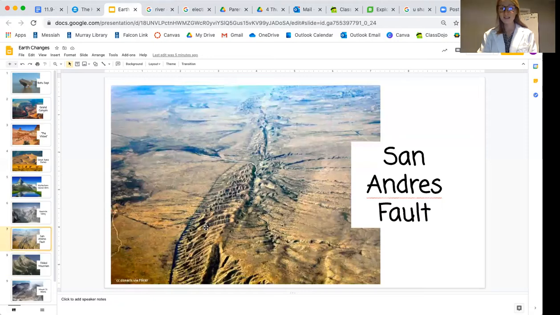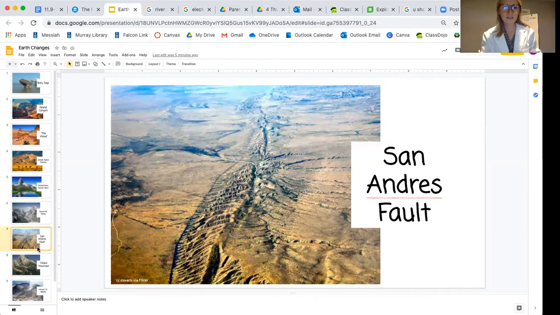Sometimes they cause incredible mountain ranges like the San Andreas Fault. This fault is a place where there are two plates. One's over here and one's here. And when these plates are shifting on top of that liquid layer, they cause new mountains to form.